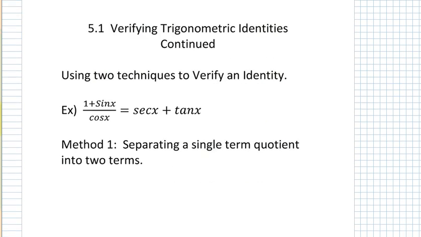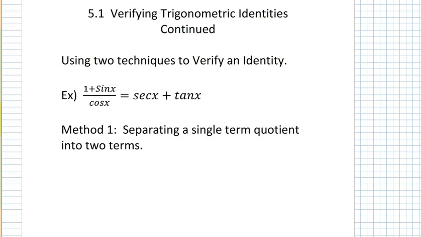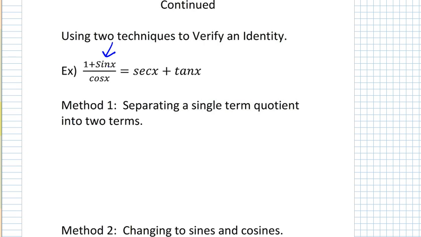For example, in the first problem that you're given here, I'm going to go over two different ways that you could do basically the same problem. The first way is to work with the left-hand side. In method one, it says separate a single term quotient into two terms. Meaning, you see how you have this fraction here, 1 plus sine of x over cosine of x.